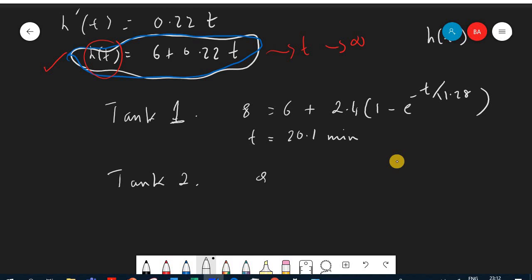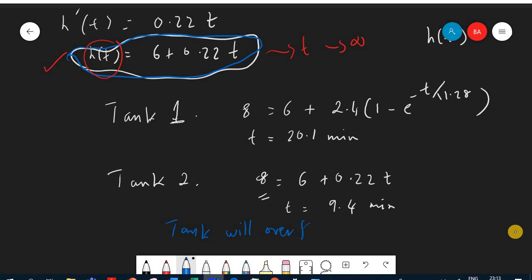And for tank 2, our equation is 8 is equal to 6 plus 0.22t, as you can see here. At 8 feet, you calculate t, and t will be 2 divided by 0.22, which is 9.4 minutes, which means that tank 2 will overflow first. Why? Because 9.4 minutes happens before 20.1 minutes.